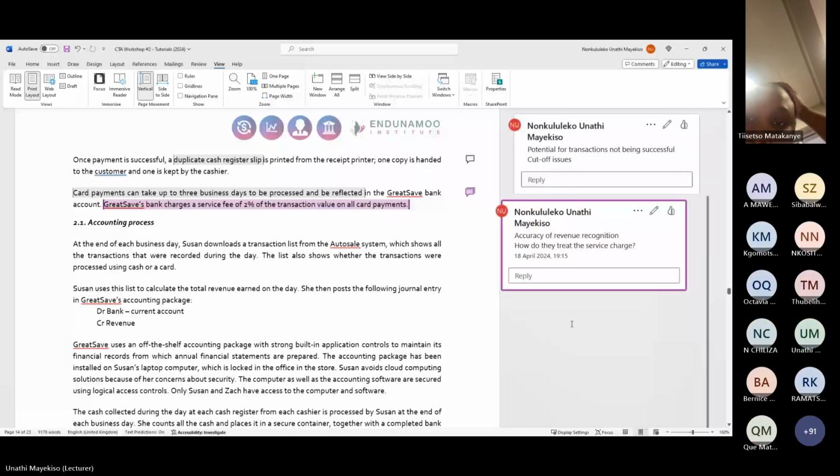Then they tell us the accounting process. Wait, when we talk about the accuracy of the revenue and this 2%, and we also talk about the fact that it takes 3 days, is there a control you guys can think of that would mitigate this?